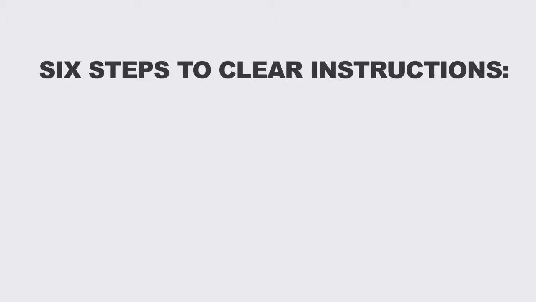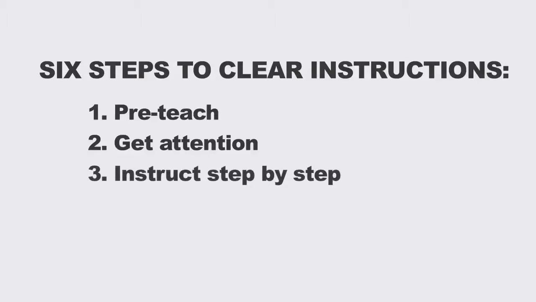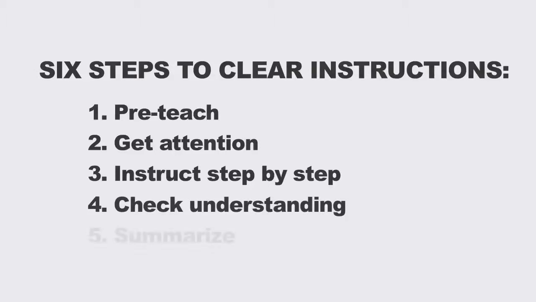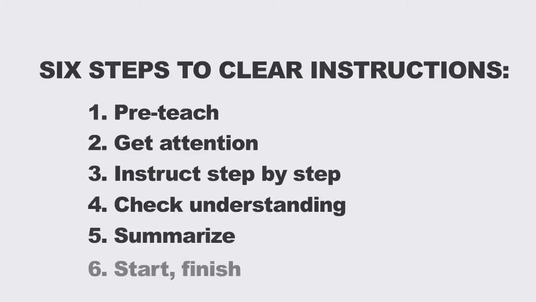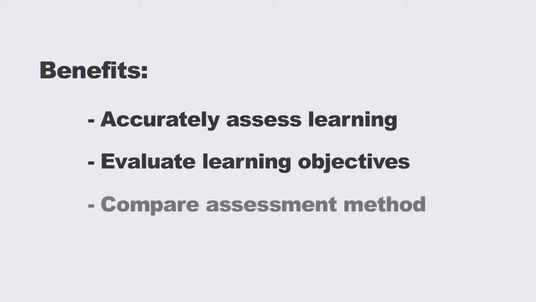We've seen how important it is to provide clear instructions when setting exams. By mastering these 6 easy steps: 1. Pre-teach. 2. Get attention. 3. Instruct step by step. 4. Check understanding. 5. Summarize. 6. Start and finish. You can ensure that you accurately assess student learning, evaluate learning objectives effectively, and compare assessment methods for your entire class.